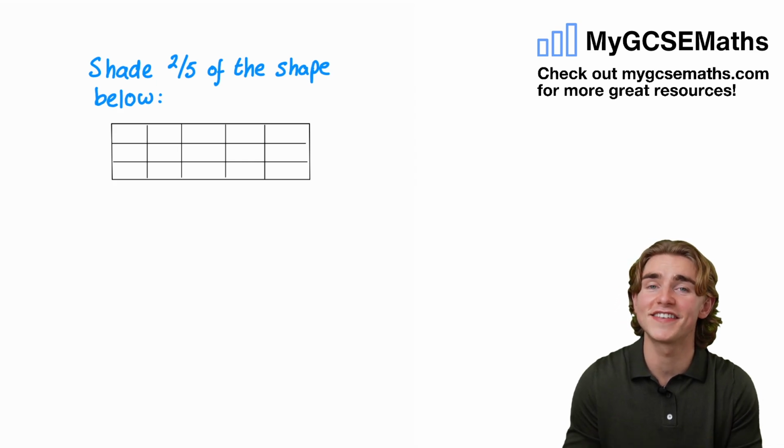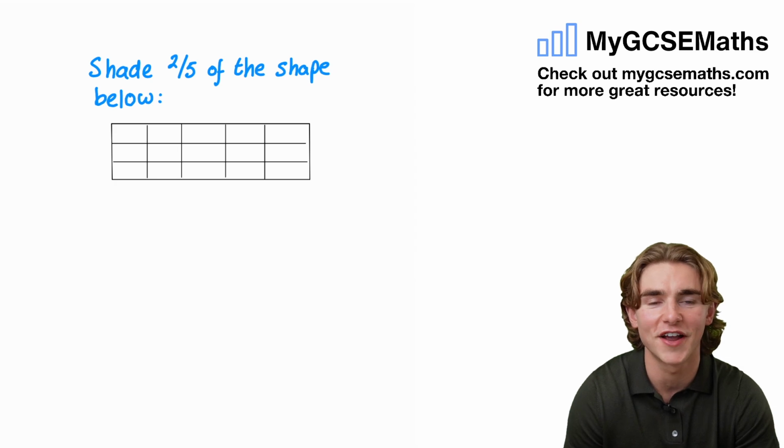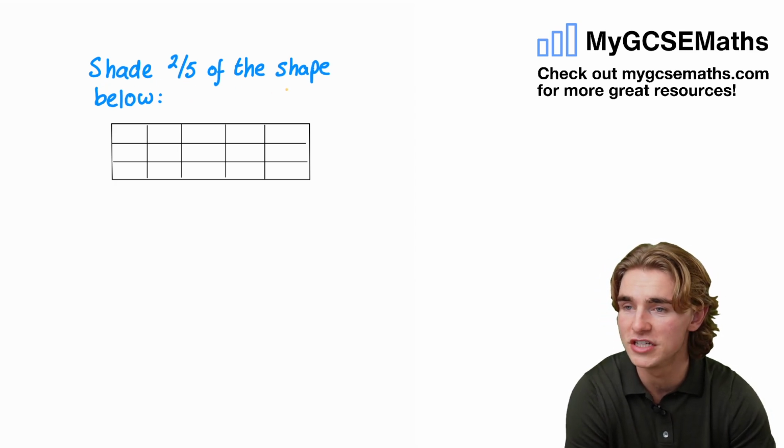This, guys, is a key skill which is really often used in our foundation papers. Let's have a look at this question here. This question asks us to shade 2/5 of the shape below, and then we're given this shape here, which has 5 columns and 3 rows.